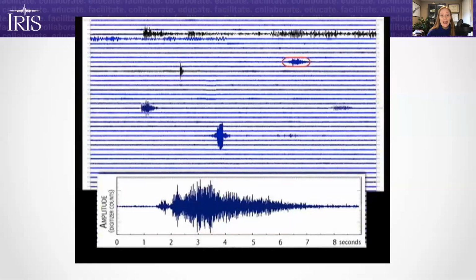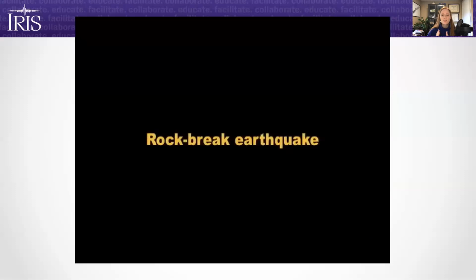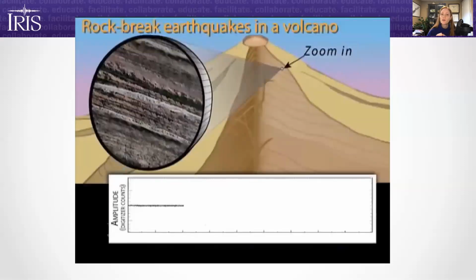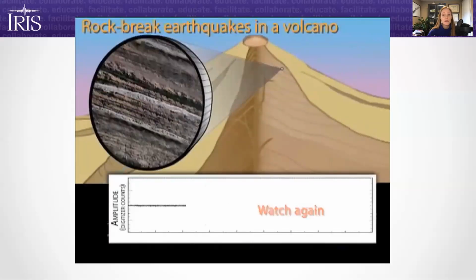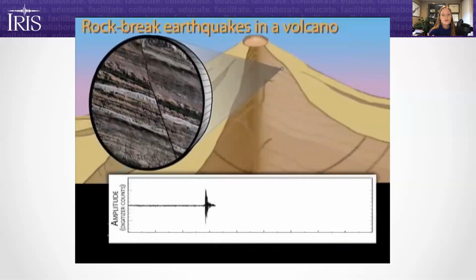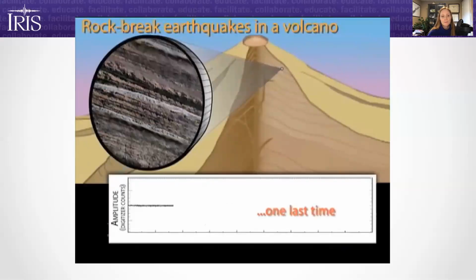Next, we're going to look at an actual earthquake. So this is an earthquake that happened beneath Mount St. Helens, and earthquakes under volcanoes are very common because as magma and superheated gases move around, they cause the rocks to break and vibrate.